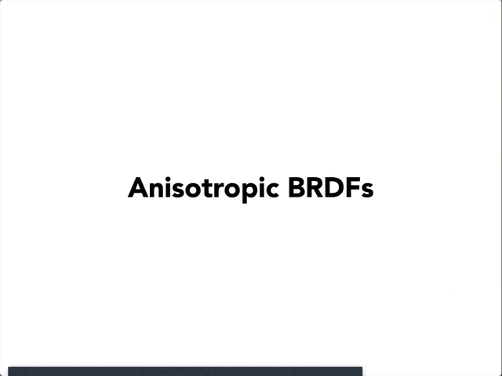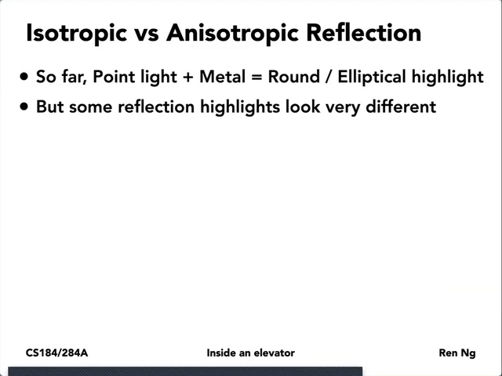Okay, the next thing I want to talk to you about is anisotropy in BRDFs. Up to this point, everything we've looked at in terms of materials has been isotropic BRDFs. So to start, let me give you an example of an anisotropic BRDF by looking at metal reflection. So far, if you have a point light source on any metal that we've looked at in most of our scenes, the shiny reflection highlight on it has looked round or elliptical.